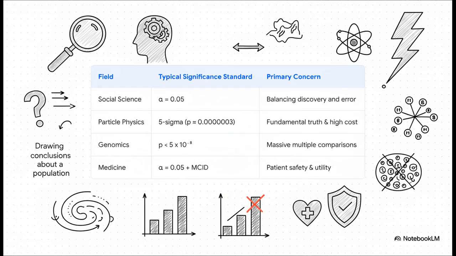And what's more, the standard for what even counts as proof changes wildly depending on the stakes. In social science, a 5% chance of being wrong is often okay. But if you're a particle physicist claiming you've discovered a fundamental particle of the universe, the standard is 5 sigma. That's a 1 in 3.5 million chance of being wrong. Different fields have very different burdens of proof.